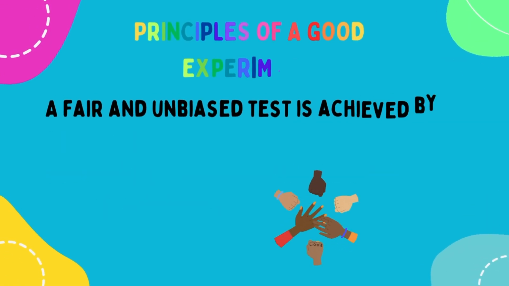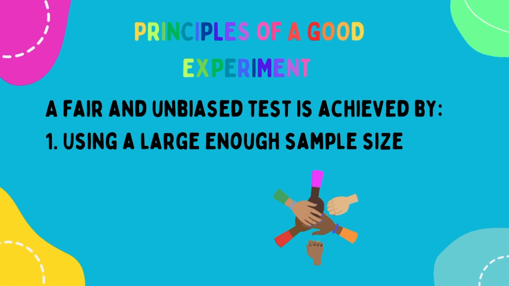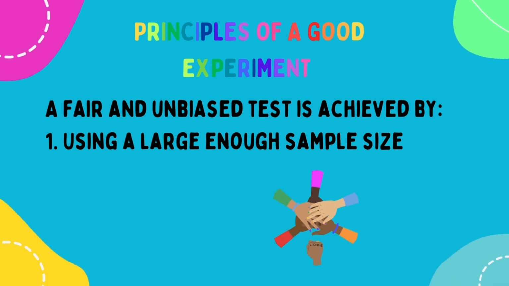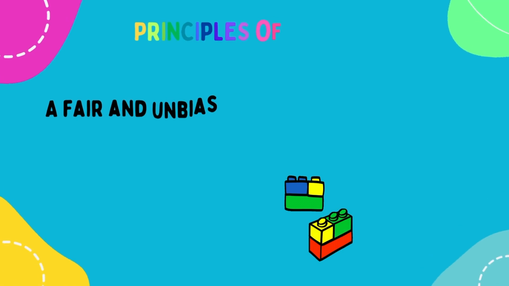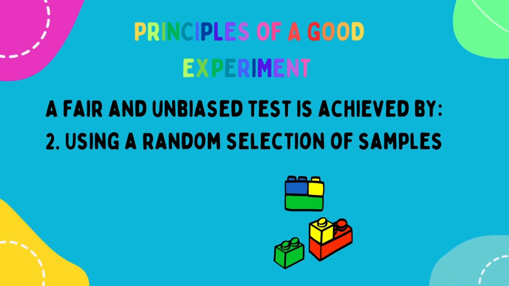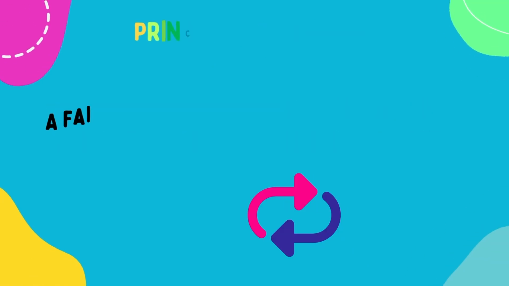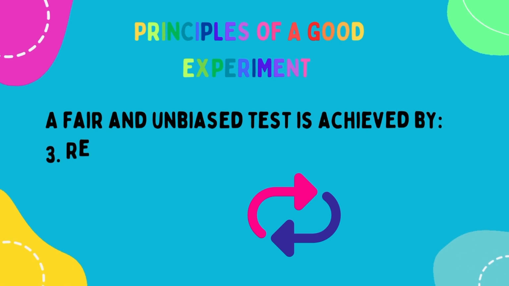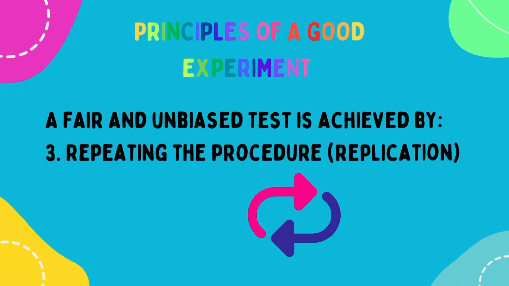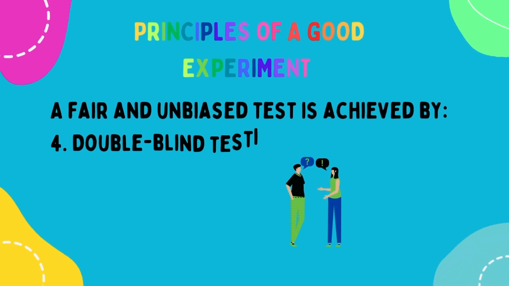A fair and unbiased test is achieved by using a large enough sample size, so ensuring that you're testing on a large or a wide range of people, for example. Number 2 then, a fair test and an unbiased test is achieved by using a random selection of samples. So for example, sampling a wide range of age groups if you're testing on a human population, and gender as well. Okay, ensuring that there's good variation there. Number 3 then is repeating the procedure, also known as replication or replicates. Obviously, the more you repeat a procedure, the more results you get, and the more accurate then your analysis can be. And then number 4, double-blind testing.